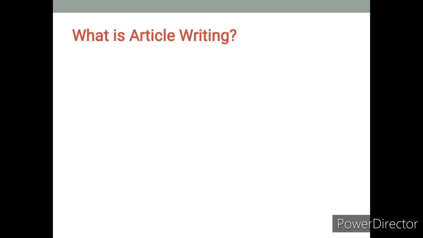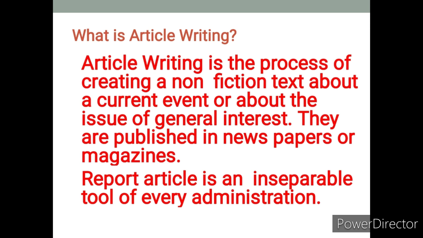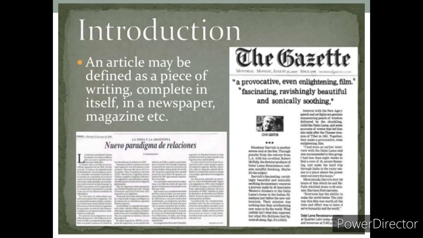Before we start, let us know what article writing is. There are a variety of definitions cited by different scholars, but let us take the simplest one. This definition says article writing is the process of creating a non-fiction text about a current event or about an issue of general interest. They are published in newspapers or magazines. Apart from this, report article is an inseparable tool of every administration or every organization. You can have a look at this simple definition. This says an article may be defined as a piece of writing complete in itself in a newspaper, magazine, etc.